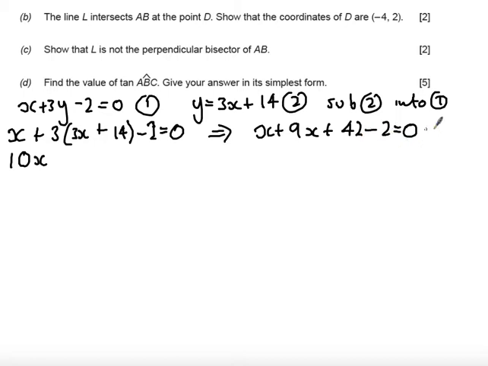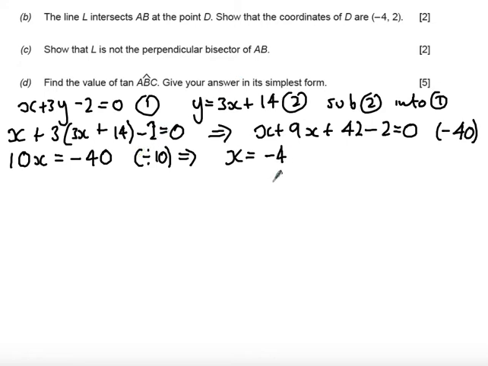42 minus 2 leaves me 40, so I'm just going to subtract 40 from both sides of the equation. So I get 10x is equal to minus 40. And so I'm going to divide by 10 to leave me that x is minus 4. And that is indeed part of the coordinate that I want for x.